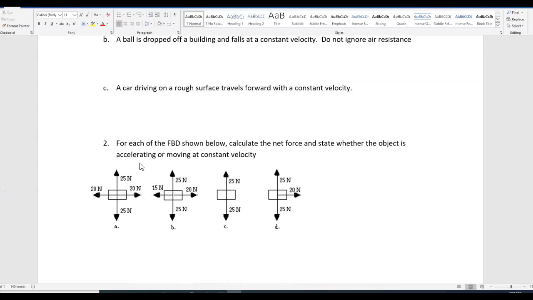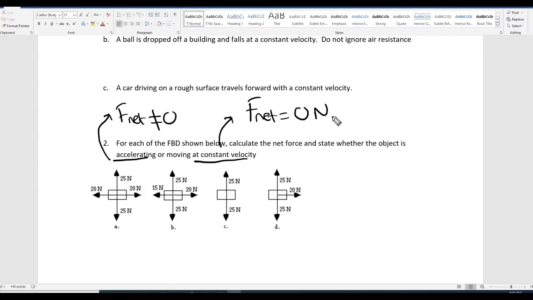And then question 2, for each of the FBDs shown below, calculate the net force and state whether the object is accelerating or moving at a constant velocity. This just has to do with the net force. If the net force is not equal to 0, that means the object is accelerating. If it's moving at a constant velocity, because of the first law that we talked about in the previous video, that means the net force is equal to 0. So let's check this out.